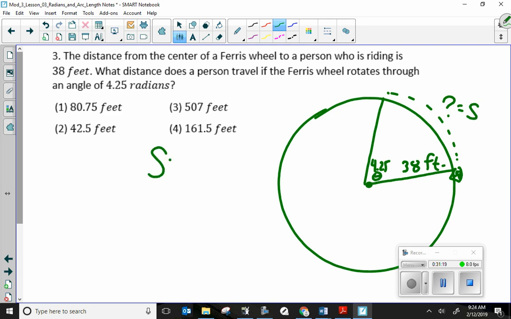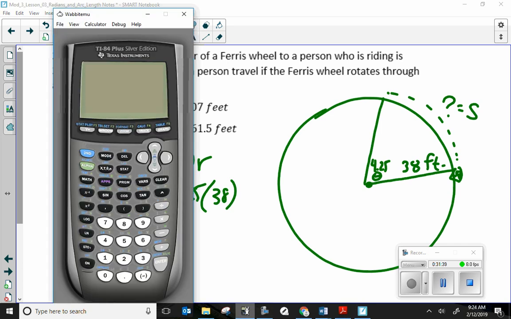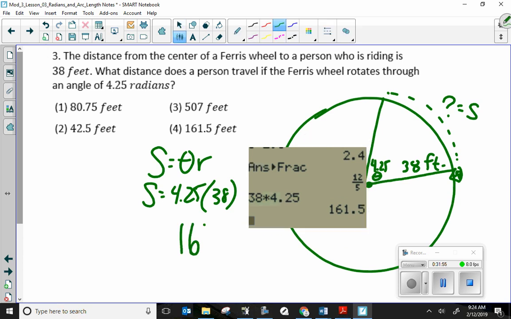S equals radians times radius. So that is 4.25 times my 38 feet. 4 times 38, that's 152, then a quarter of that. Let's do that in here. 38 times 4.25, which would be more than 152, and it is. It's 161.5. That's feet, because that's the label they gave us.